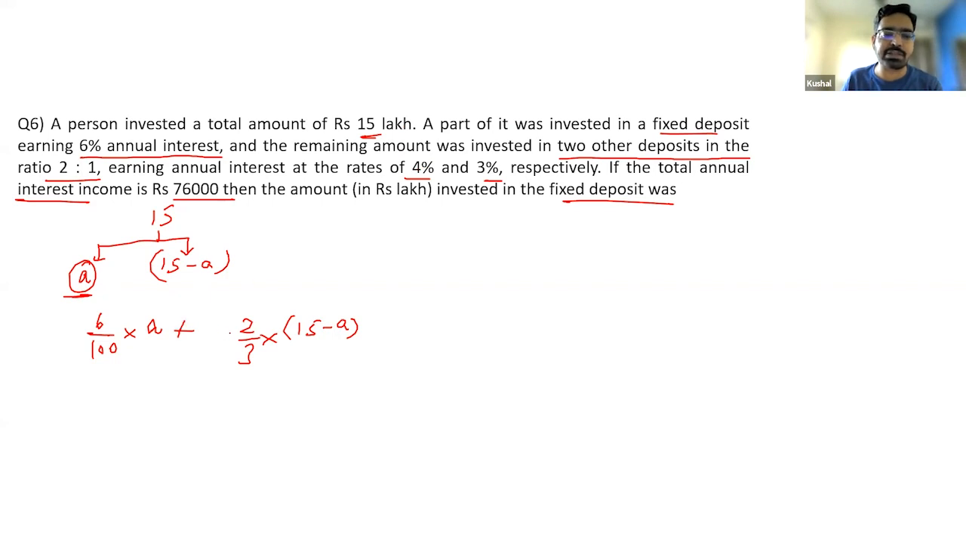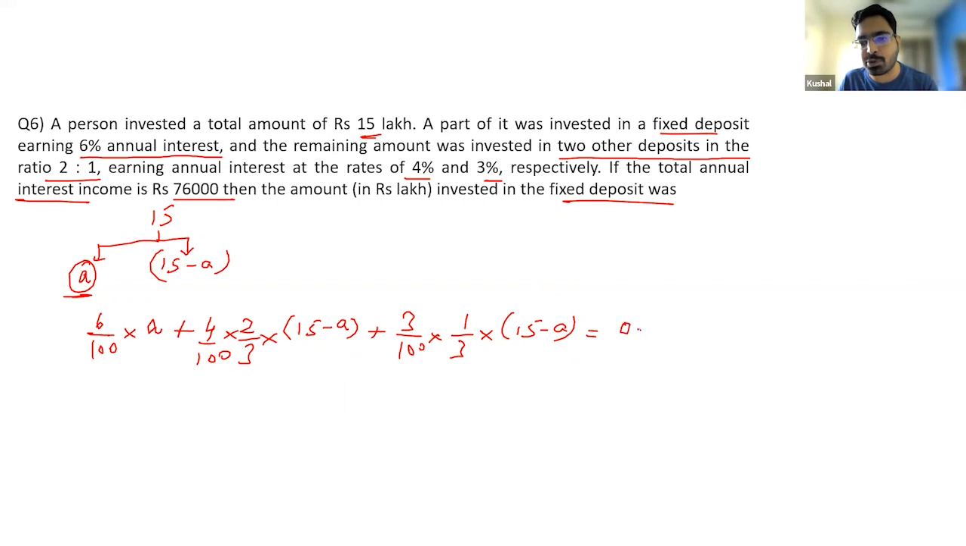So what will be the interest that you will generate over here? 4% of this, right? And the second investment amount was 3% interest, and that amount was 1/3 of 15 minus A. This will be the total interest that you generate, and that should be equal to 76,000. But remember one thing, if you put this value equal to 76,000, you're not going to get the answer, because 15 is in lakhs, A is in lakhs, you will have to put the value in terms of lakhs. So this should be 0.76.